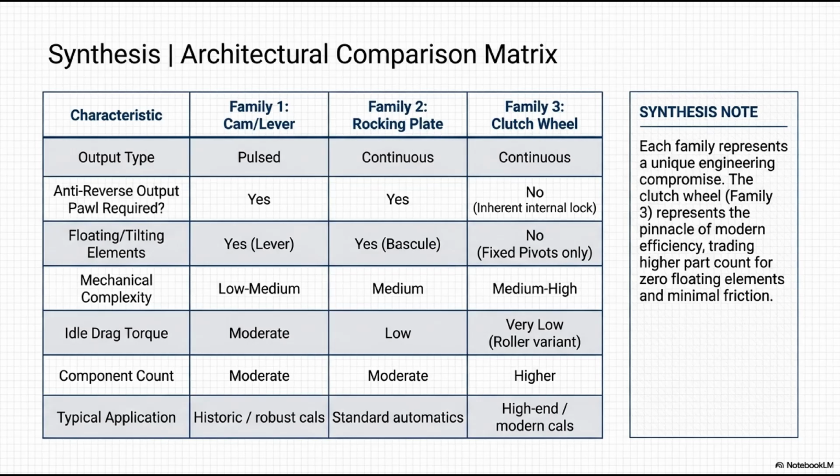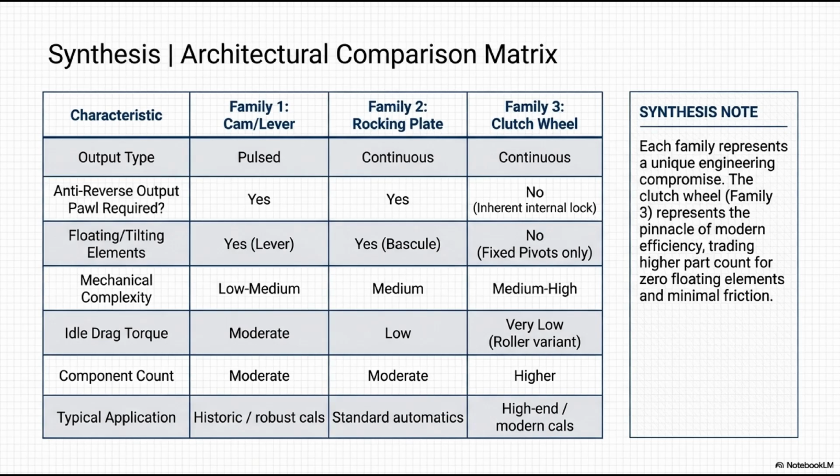To consolidate our understanding of rectification, let's review the architectural comparison matrix of the three inverter families. Family 1, the cam/lever, produces a pulsed output, requires an anti-reverse pawl, features floating lever elements, has low to medium complexity, but suffers from moderate idle drag. It is highly robust, typical of historic calibers. Family 2, the rocking plate or bascule, produces a continuous output, also requires an anti-reverse pawl, features an aggressively tilting platform, has medium complexity, but boasts low idle drag. It is a solid, reliable choice for standard automatics.